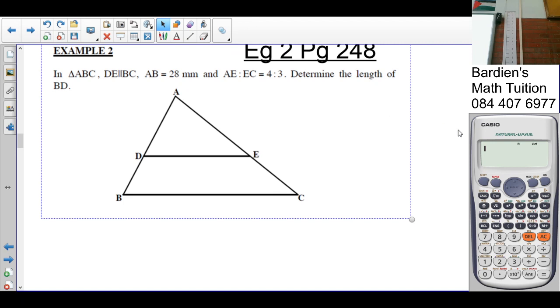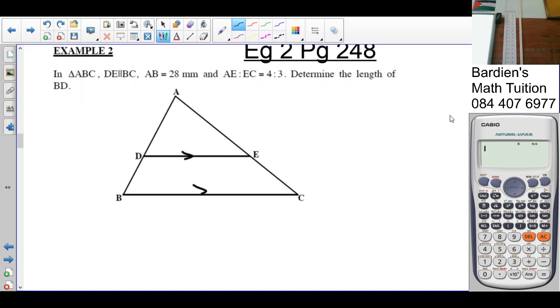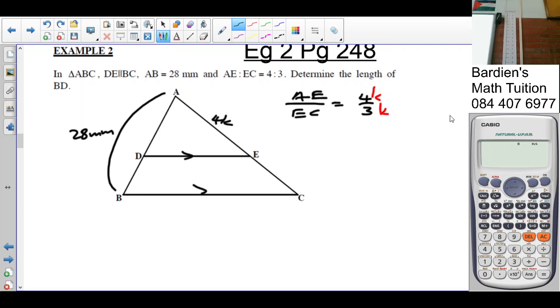Okay, so again, we are told that in the diagram, in triangle ABC, DE is parallel to BC. So these lines are parallel. If the lines are parallel, we know it's going to divide the sides in proportion. So AB is 28 millimeters. Then AE over EC is equal to 4 over 3. And here I introduce my K. So there's 4K, 3K. So AE is 4K and EC is 3K.